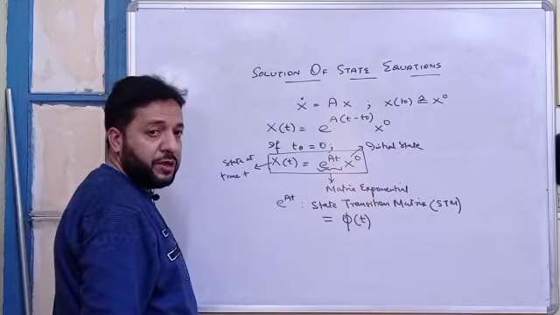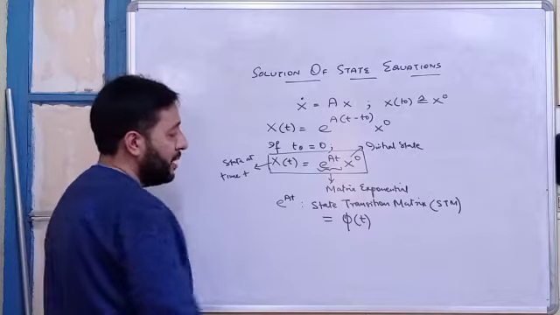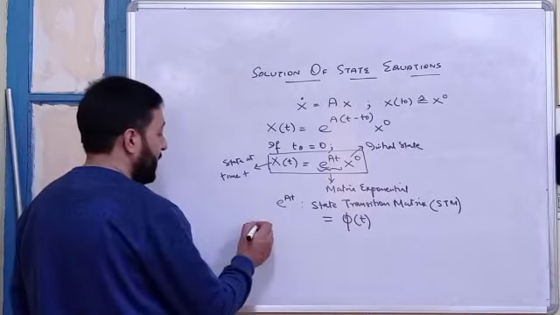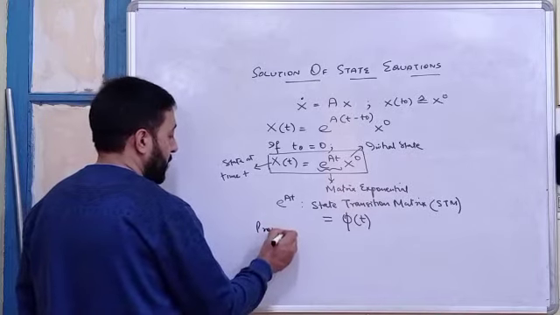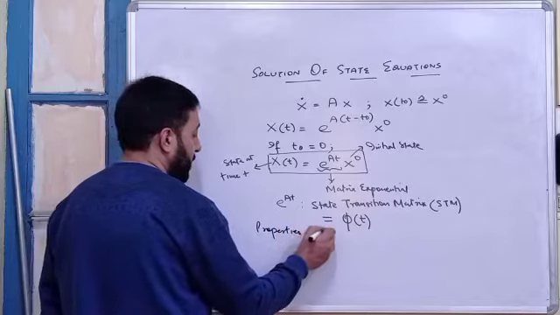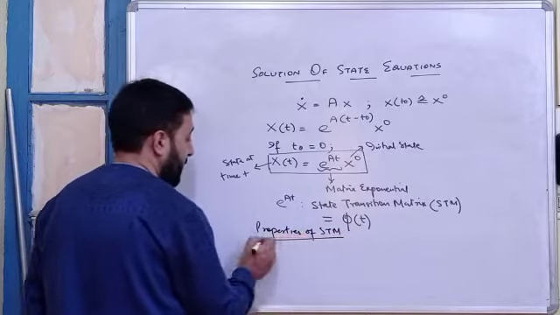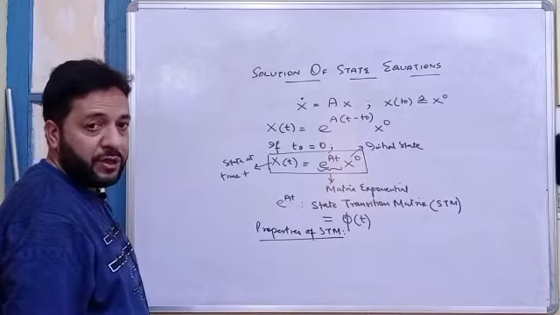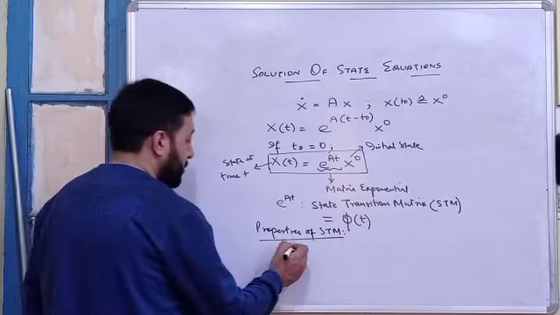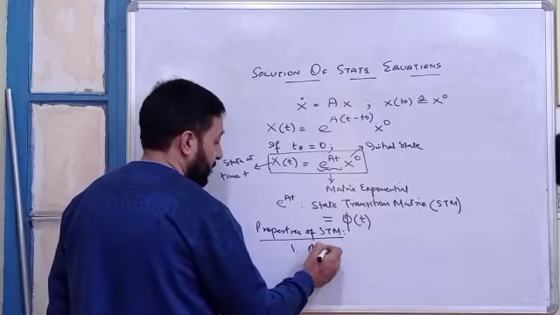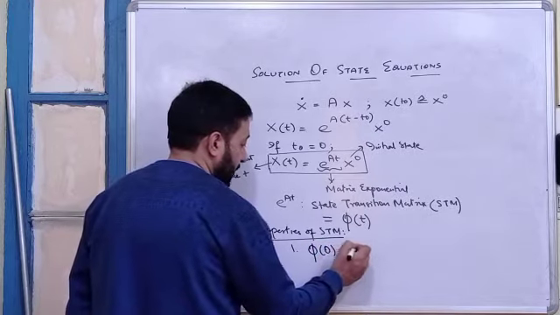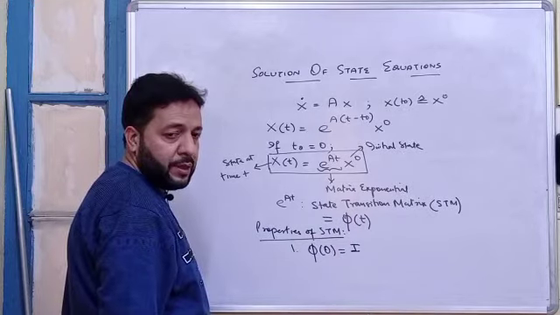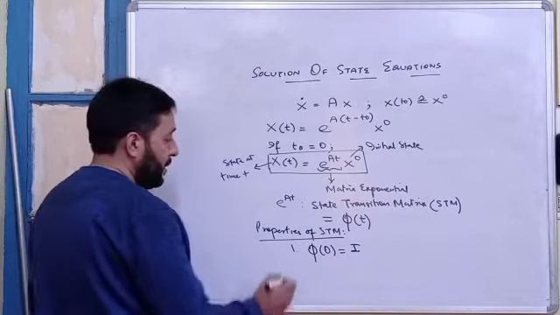Yesterday we wrote the properties of the state transition matrix. Let us rewrite them in the form of phi of t. What was the first property we wrote? e to the power A0 is equal to I. So the first property will be phi of 0 is equal to I. We have already proved this yesterday.